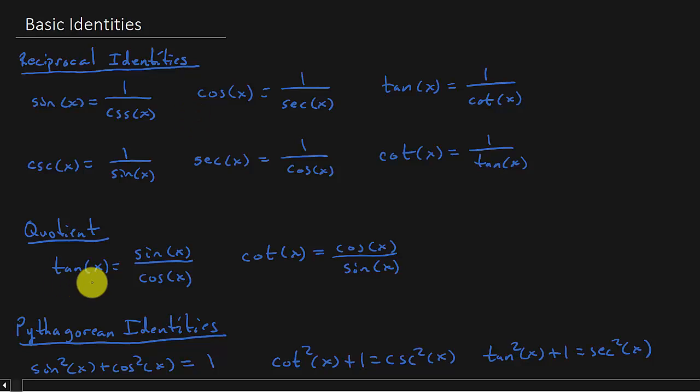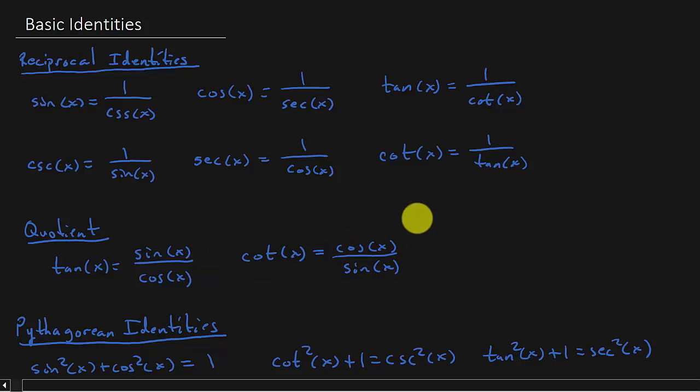And then we've got tangent and cotangent in terms of sine and cosine, writing them as a quotient. So tangent is sine over cosine, cotangent is cosine over sine. As far as these identities go, you don't really need to memorize cotangent, because if you memorized tangent, you know that tangent and cotangent are reciprocals from the reciprocal identities up here. So if tangent is sine over cosine, then cotangent is just the reciprocal, so that would be cosine over sine, which we get over here.